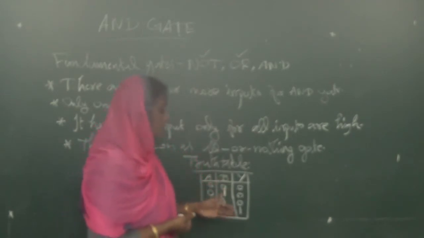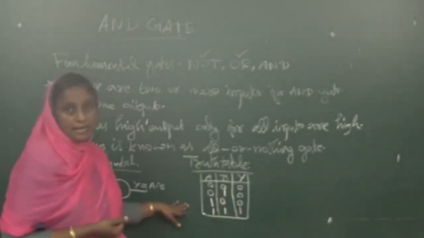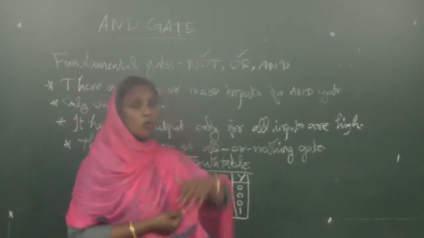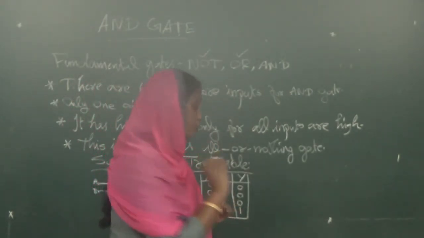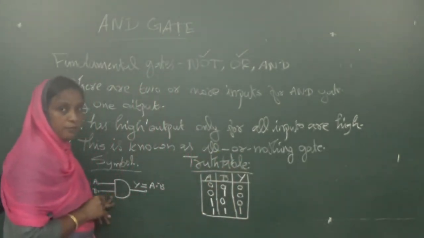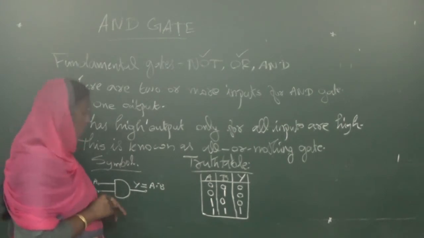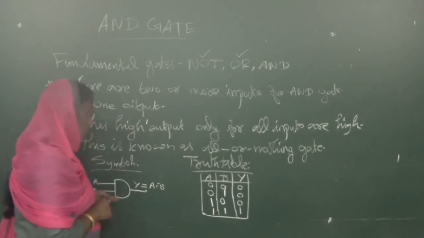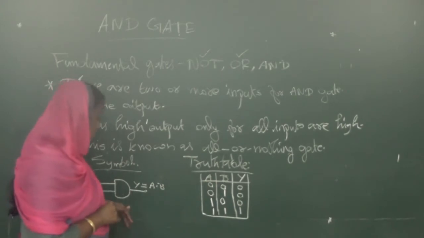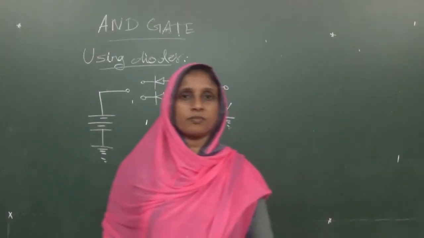So these are the main points connected with the AND gate. If there are more inputs, you can draw that many pins in its input part. If there are 3 inputs, you can draw 3 pins to represent its inputs.